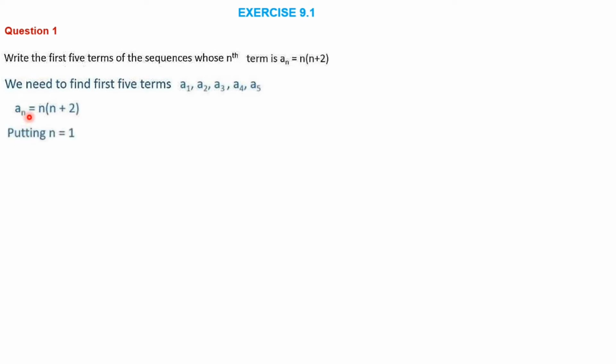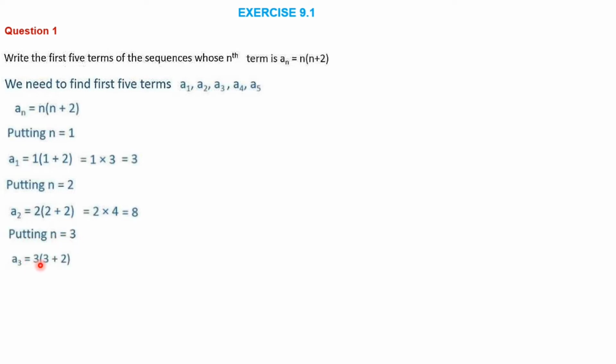N is equal to 1, if you put, you will get the first term. Means a1 is equal to 1 into 1 plus 2. Means n replace and put 1, then 1 plus 2. 1 into 1 plus 2 is 1 into 3. 1 into 3 is equal to 3. Next is putting n is equal to 2. When we put n is equal to 2, a2 is equal to 2 into 2 plus 2. So 2 plus 2 is 4. 4 into 2 is 8. Then next is putting n is equal to 3. So a3 is equal to 3 into 3 plus 2. So 3 plus 2 is 5. 5 into 3 is 15 that we have got.